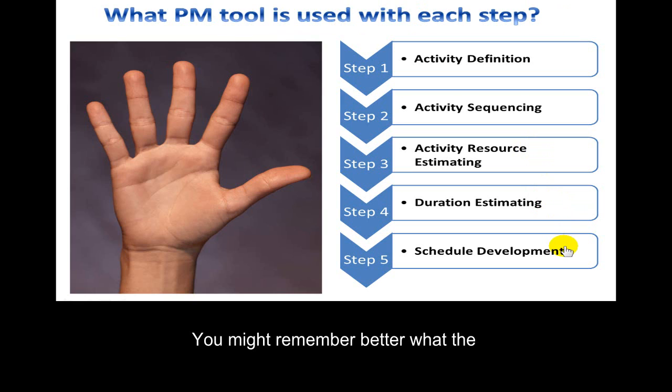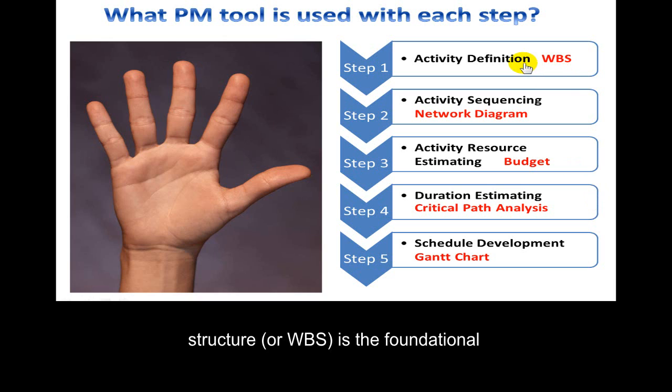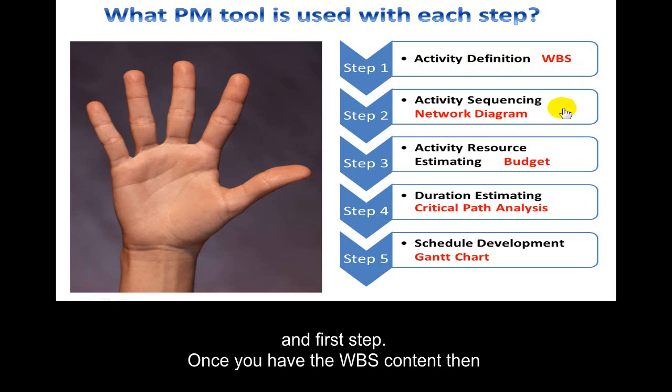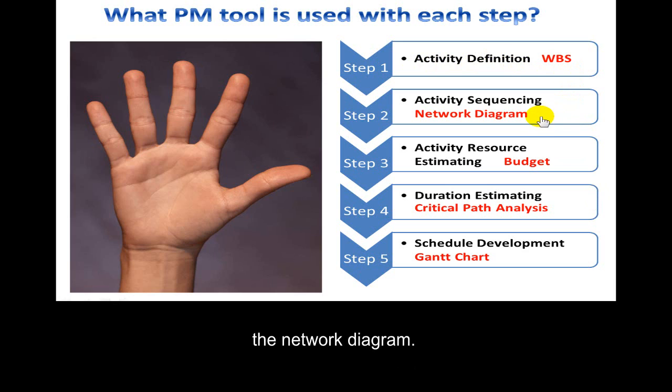Now, I think you might remember better what the project management tool is that's used with each step. So take a minute or so and try to remember what tool is used with each of these generic steps. I'm sure many of you remembered that the work breakdown structure, or WBS, is the foundational and first step. Once you have the WBS content, then you can start to put together the sequencing through the network diagram.